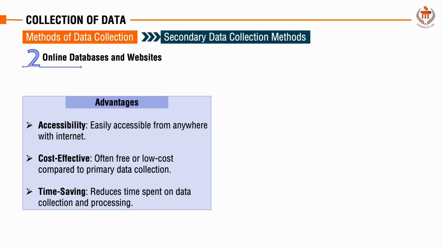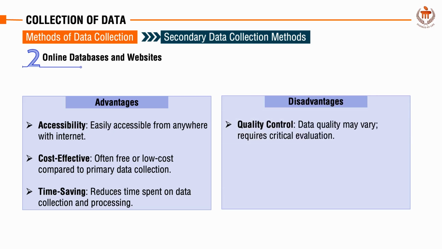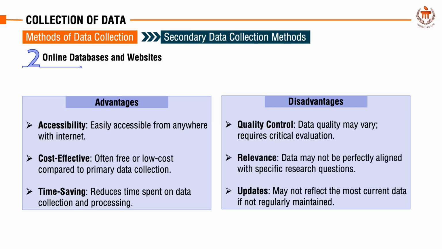However, there are some disadvantages to relying on secondary data. One concern is quality control, where the quality of data can vary significantly across sources, requiring researchers to critically evaluate its credibility and reliability. The relevance of the data can also be an issue, as the pre-existing data set may not align perfectly with the specific research questions or the context of the study.